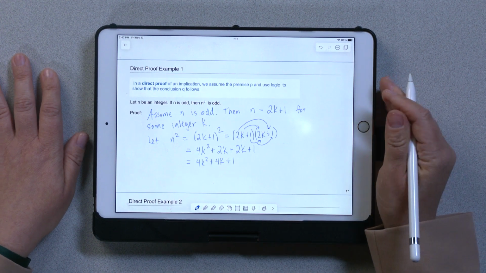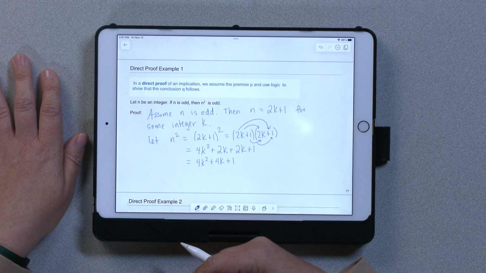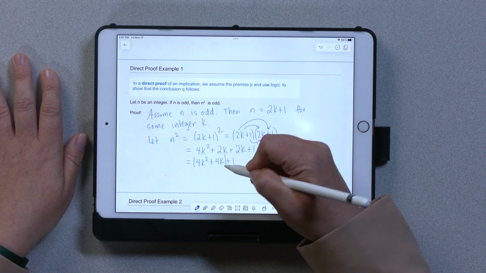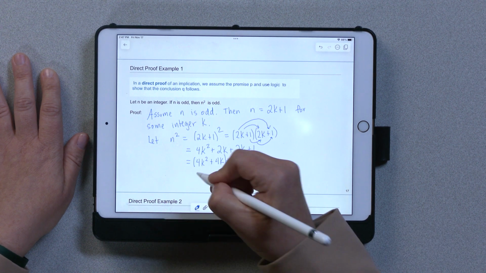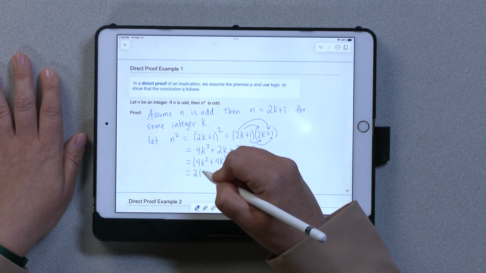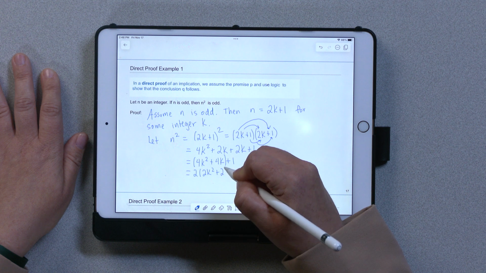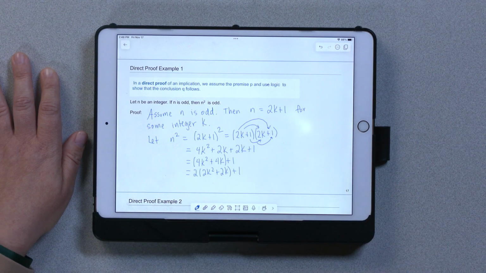In order to show that it's odd, we have to show that it's in the form of 2 times some integer plus 1. What we can do is we can use this first term, this 4k squared plus 4k term, and see if we can factor out a 2. Well, they both start with 4, so we can. So we're going to get 2 times 2k squared plus 2k. And then we have the 1.